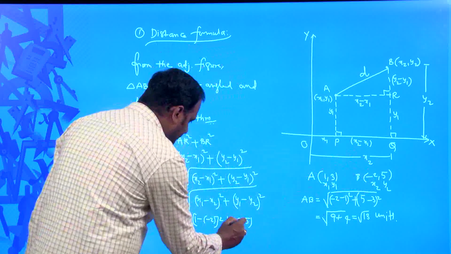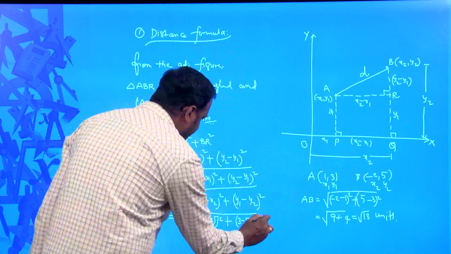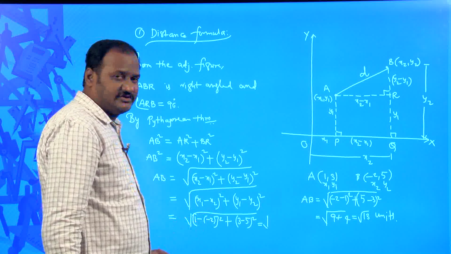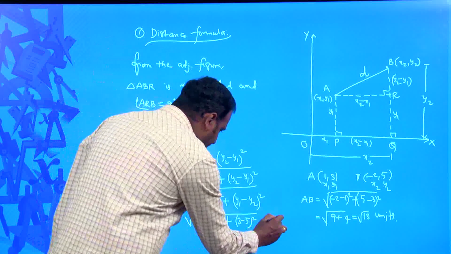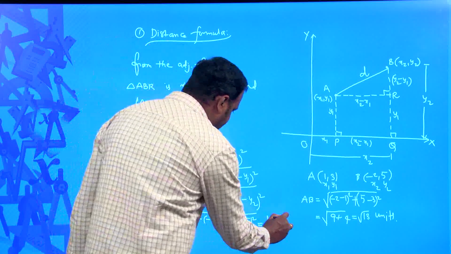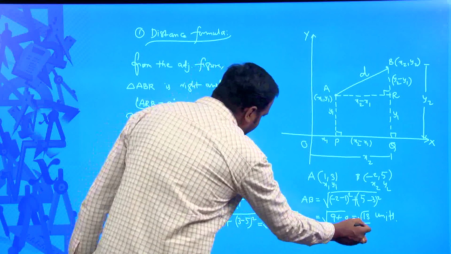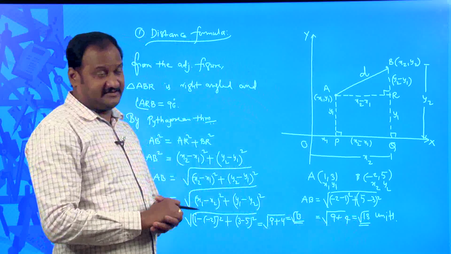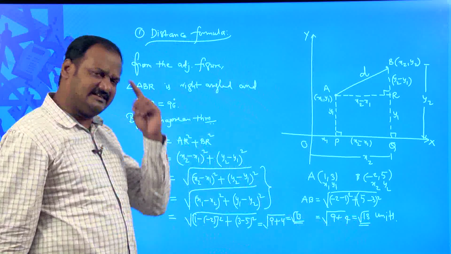3 minus 5 whole square. So, when you simplify this, what do you get? Square root of 1 minus of minus 2 is equal to plus 2, 1 plus 2 equal to 3, 3 square is equal to 9, plus 3 minus 5 equal to minus 2 whole square is equal to 4. What is 9 plus 4? It is going to be root over 13. Is there any difference between both of them? There is no difference.